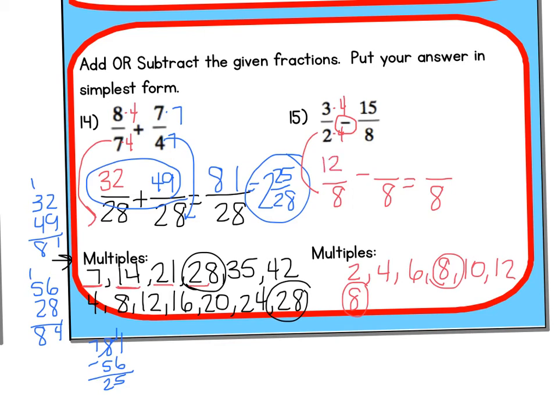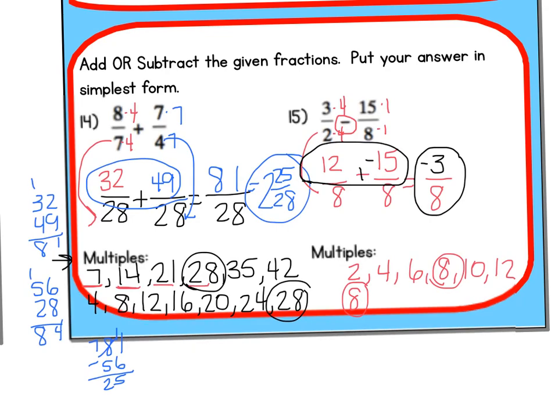And now the second fraction is already over 8, so I technically only need to multiply by 1, or if you realize this, you just leave it the same. Now here we have 12 minus 15. You'll notice that we're taking away more than we had. With subtracting integers, remember to keep it, change it, flip it. 12 plus negative 15 is going to give us a negative 3/8. Final answer.